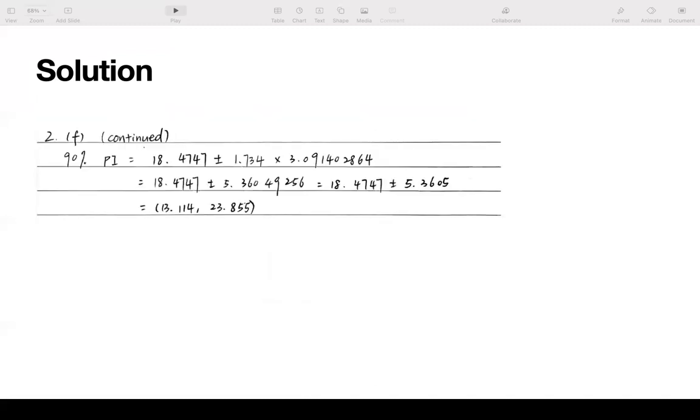And thus we can write the 90% prediction interval as 18.4747 plus or minus the standard deviation value times 3.09. So we thus have the prediction interval finally equals 13.114 to 23.85.